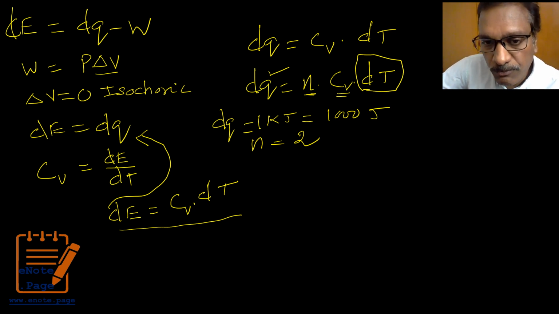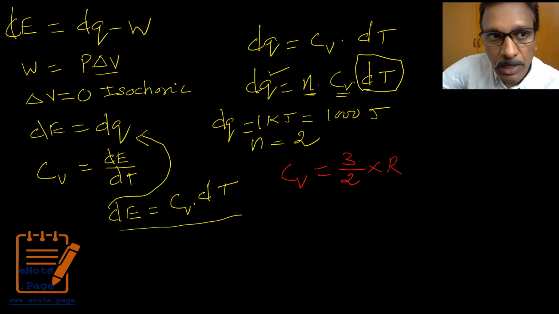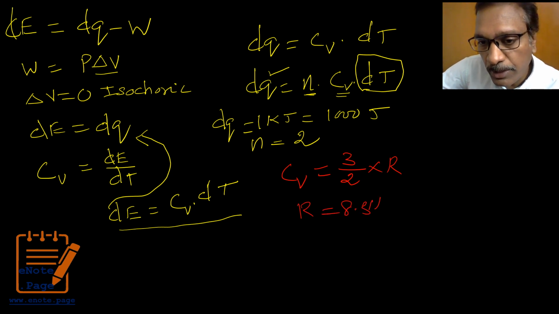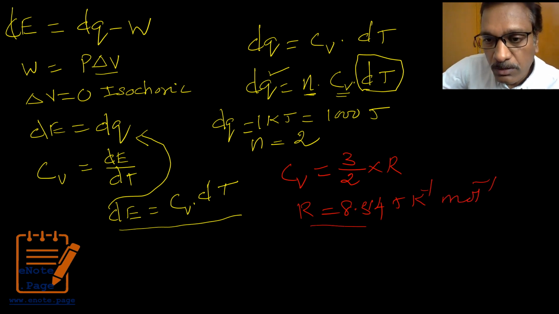Now for the value of CV, assume that it is a monoatomic gas, so it is 3 by 2 into R, and we know the value of R. The value of R is equal to 8.314 joules per Kelvin per mole. So this is the value of R. So now we know everything.